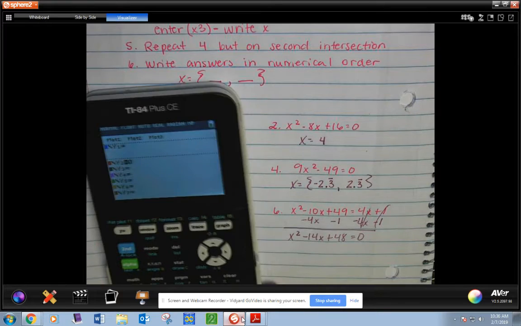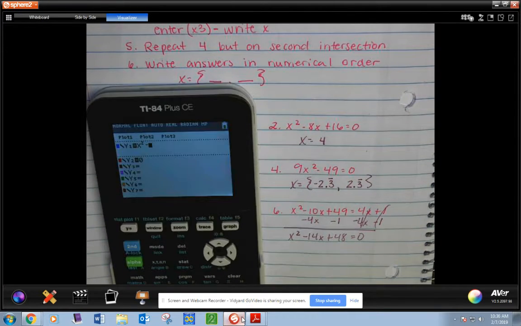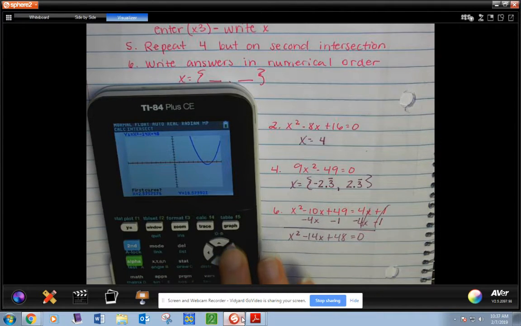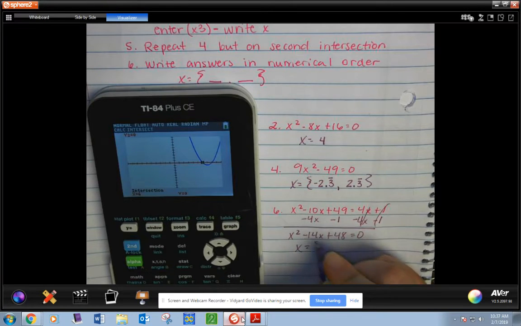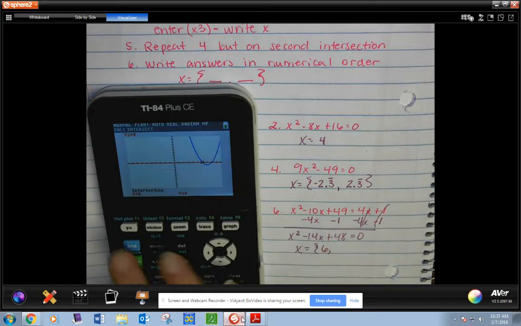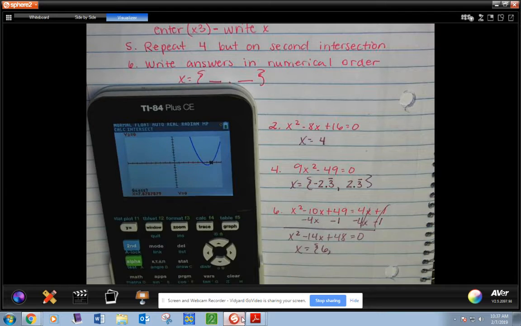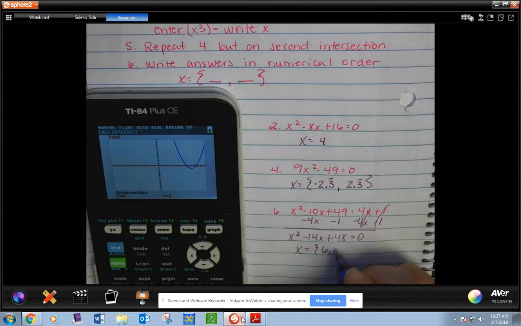Now we're back to the calculator because it's equal to 0, so x squared minus, that's negative, minus 14x plus 48, second trace, number 5. Let it graph. You can see it's crossing twice, so I need to move my cursor until I get to the first curve. That's pretty close. Enter, enter, enter, and I get x equals 6. And then I repeat second trace 5, move to the other curve, enter, enter, enter, and I get 8.